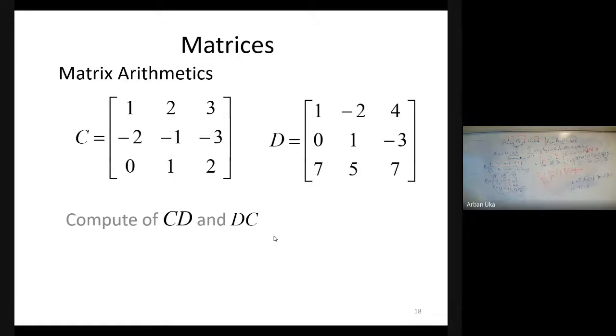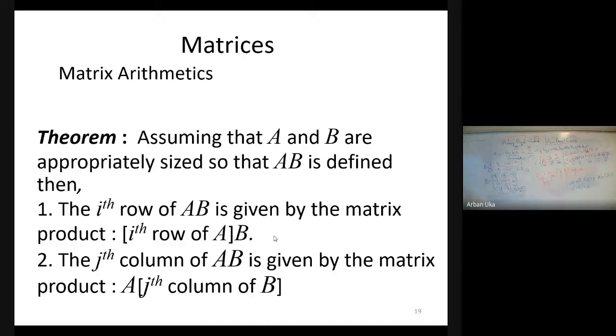Now here we have two matrices C and D. We can do this as an exercise to check what is C times D and D times C. Okay. Will the multiplication of these matrices be defined? What do you think? Yes, because they are both 3 by 3, right? So things are good. So we don't have any problem.